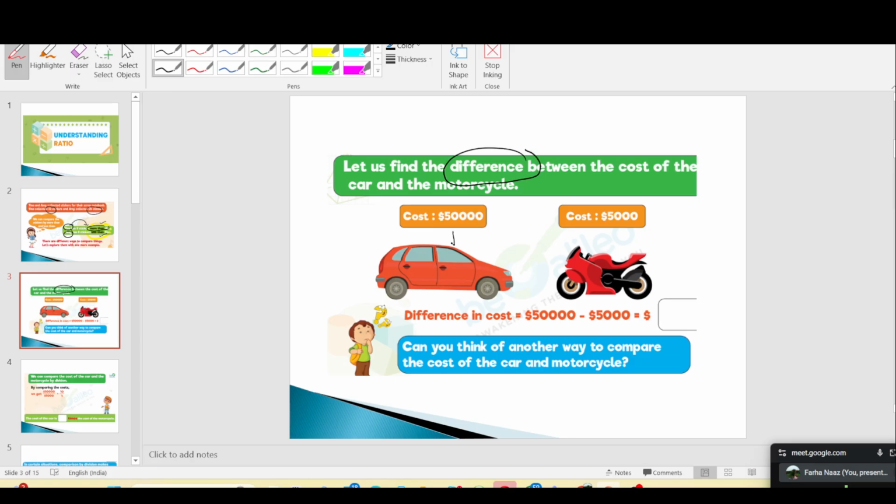Suppose the cost of the car is $50,000 and the cost of the bike is $5,000. So if I find the difference, I can say that the cost of the car is this much more than the cost of the motorcycle, right? Suppose here this is 50,000. If I do 50,000 minus 5,000, I get 45,000, right? So I can say that the cost of the car is 45,000 more than the cost of the motorcycle, right? This is again a way of comparing things, right?